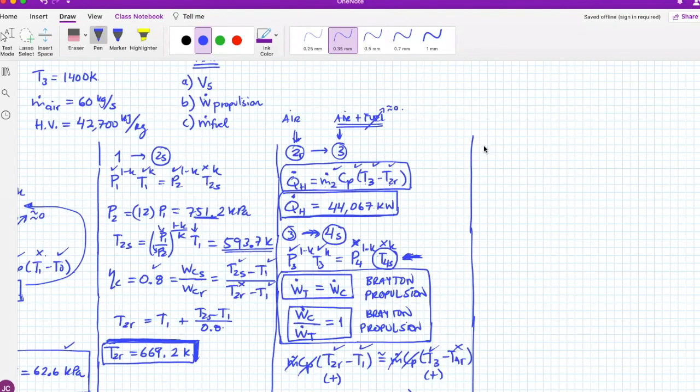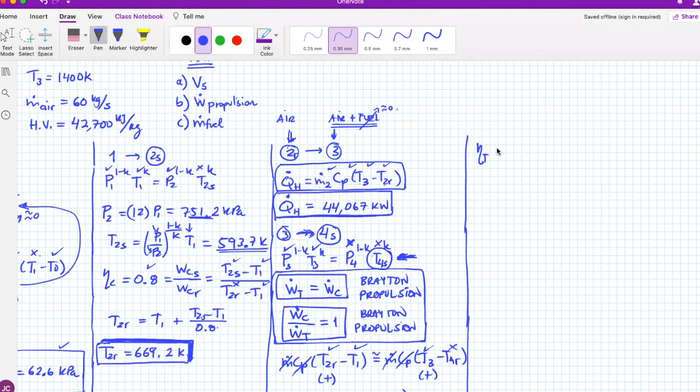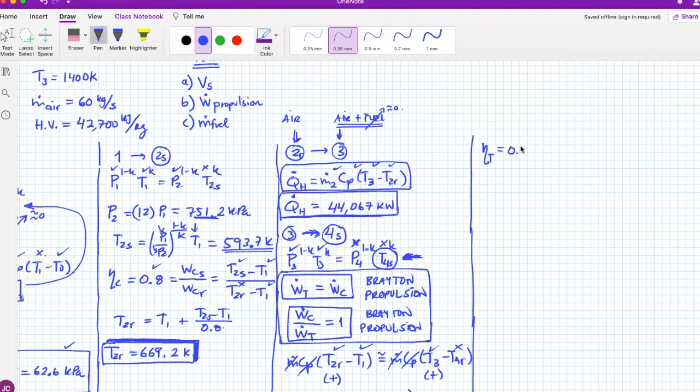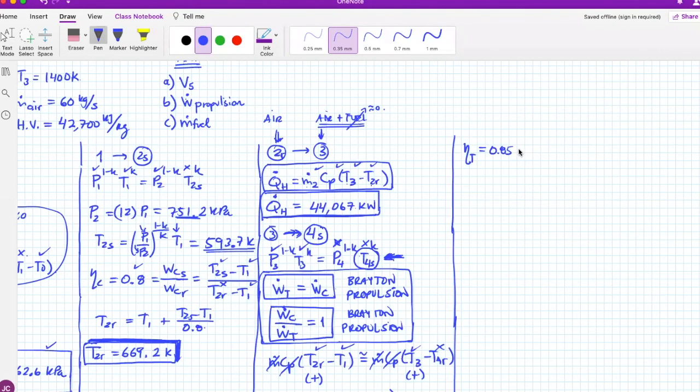So you have an efficiency for the turbine. The efficiency of the turbine equals 0.85, remember? Therefore, it equals the real work of the turbine divided by the isentropic work of the turbine. And I always need to do this. So a real turbine will always give me less than the isentropic one will give me.